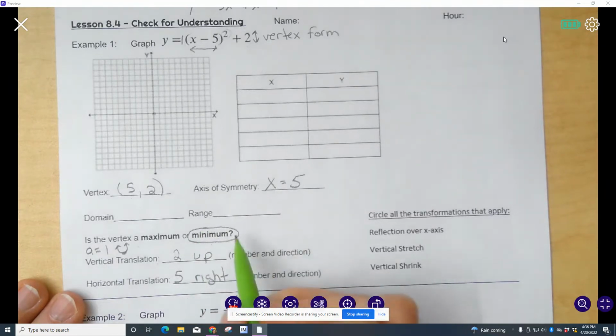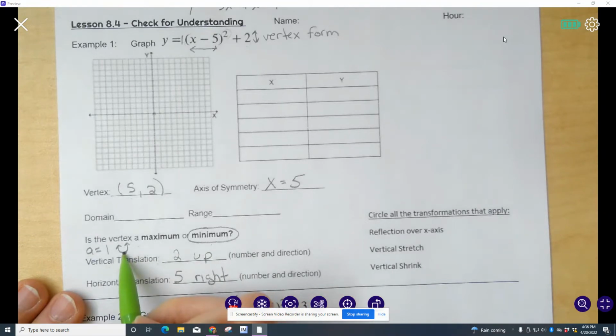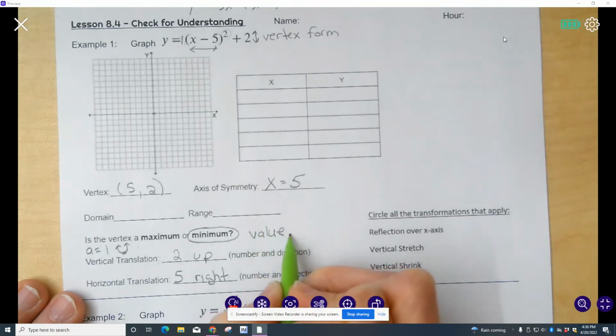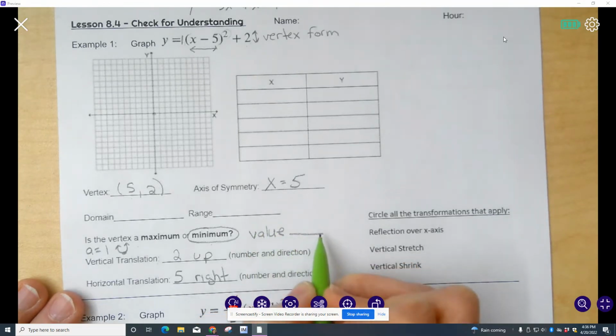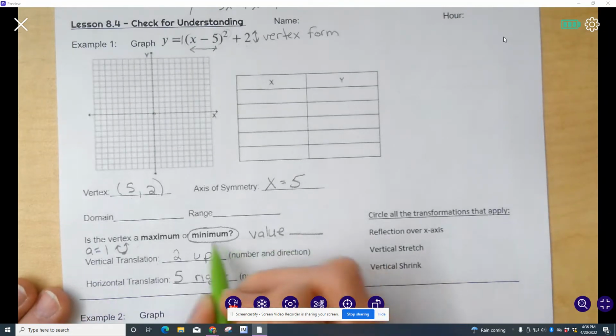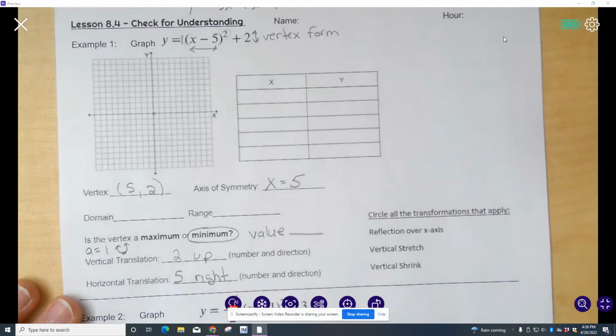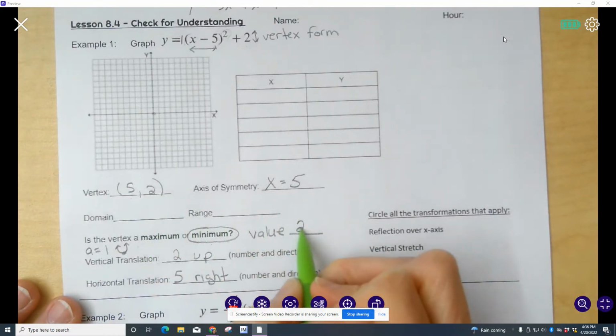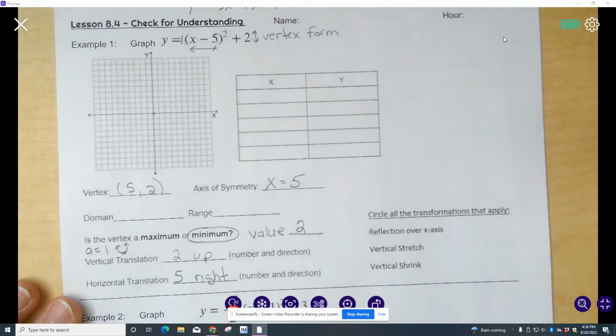All right, and where is that minimum going to be? It's going to be at the vertex, the y value of the vertex. So I want you to add the word value here. So we're going to find out where the minimum is. It's going to be at the vertex. It's actually going to be at 2. So we'll write that in right now, and then I'll point it out after we graph it.